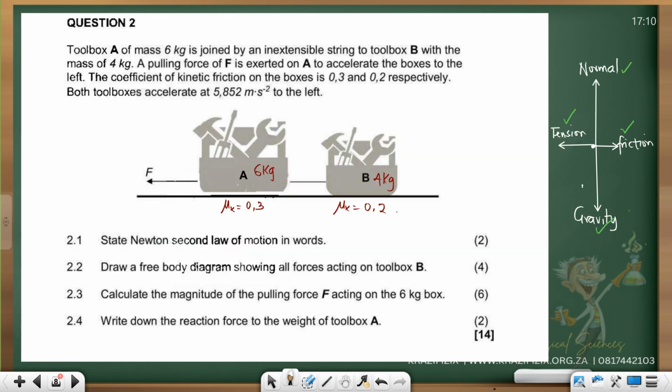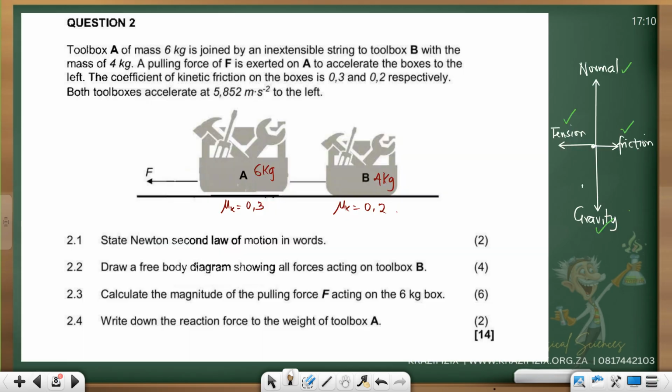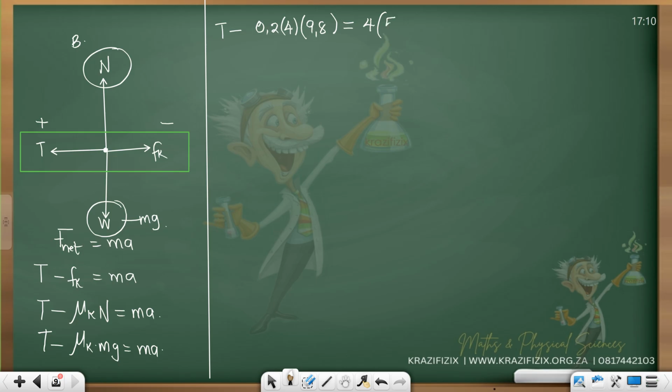Tension minus the coefficient of friction, 0.2, and the mass is 4. All right, 0.2, mass is 4, g is 9.8, equals 4, and the acceleration, 5.852. So we're just doing basic substitution. Oh, this actually gives me my tension. Interesting. What is tension, therefore? You can multiply all of this.